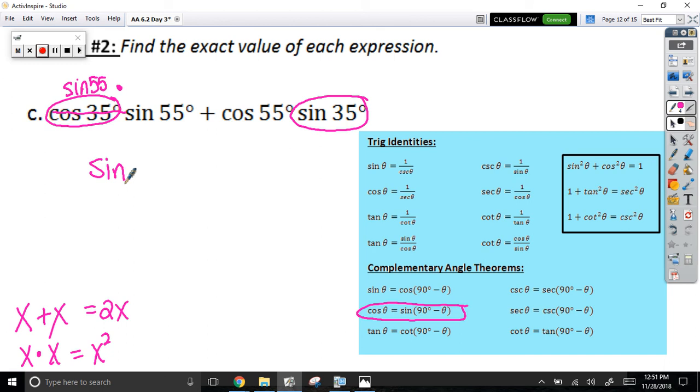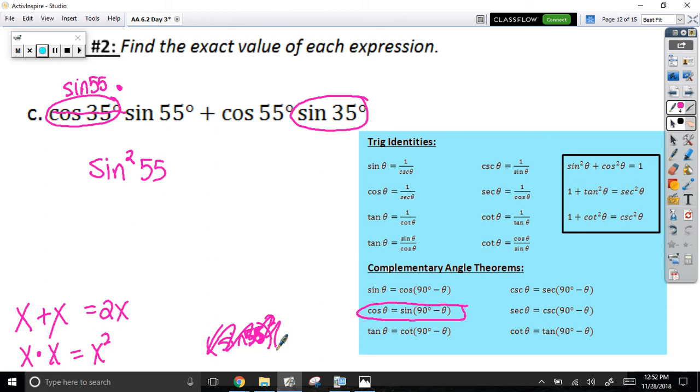Now, there's 2 ways to write it. The squared usually goes above the sine, not the 55, because otherwise you might think it's 55 squared. Or if you want, you could also write it like this, with parentheses. That's more writing. Sine 55, quantity squared.